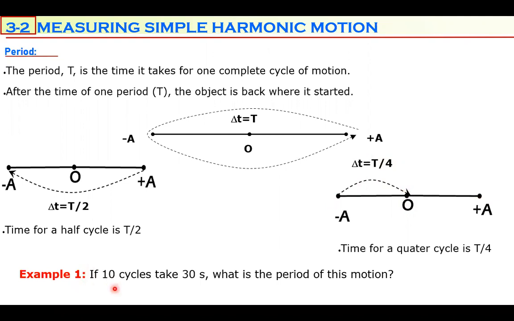And if 10 cycles take 30 seconds, what is the period of this motion? We can calculate it very easily. There's an equation to calculate the period. Period is total time divided by number of cycles. Total time is 30 seconds. Number of cycles is 10. If we divide 30 by 10, we get 3 seconds. So the period of this motion will be 3 seconds.